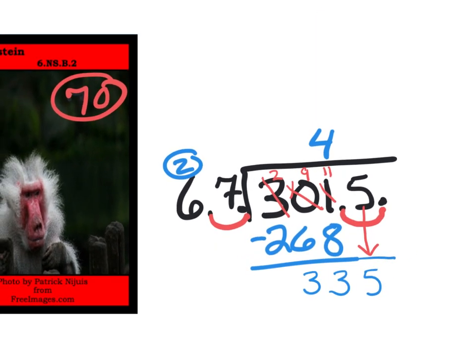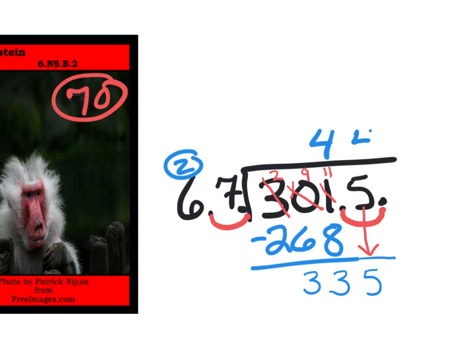Now, once again, I'm going to use 70 as my estimator. The 0 will hold the place value for the 5. So how many times can 7 go into 33? And once again, I can only use 4 because 7 times 4 is 28. 7 times 5 is 35, and that's going to be too much. So I'm going to plug a 4 right there, right next to it. And here we go. Plug that 4 in.